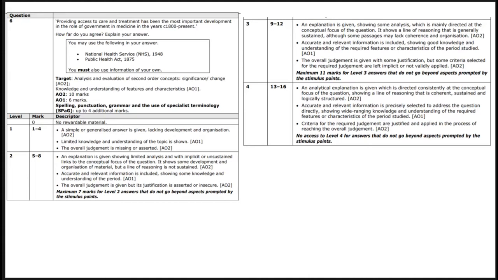It talks about an explanation, it talks about analysis, it talks about accurate and relevant information. So we are looking for an argument which is supported, which is tied together with a line of argument, which has wide-ranging knowledge to support what's being said, and which reaches an overall judgment. And you'll notice in the bold, you cannot get past a certain level in the mark scheme, no matter how good your answer is, unless you go beyond those bullet points that they gave you in the stimulus material underneath the question.